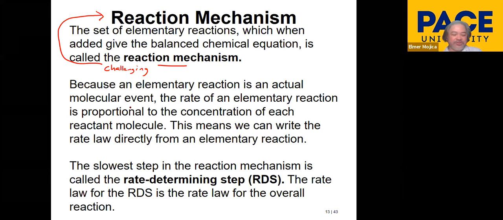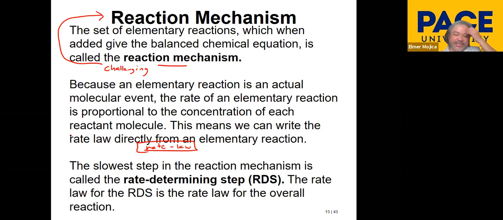Okay? Now, if you're going to look at this single event that happened, some of them are so fast and some of them are slow. And the one that's slow, that's the one that determines the rate law. How fast your reaction will be is limited by the slowest reaction.